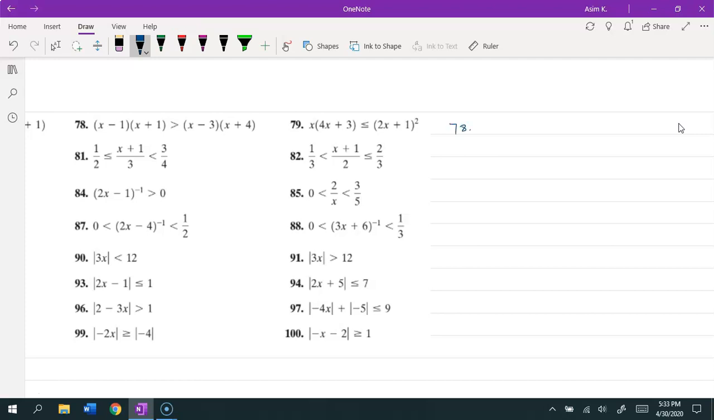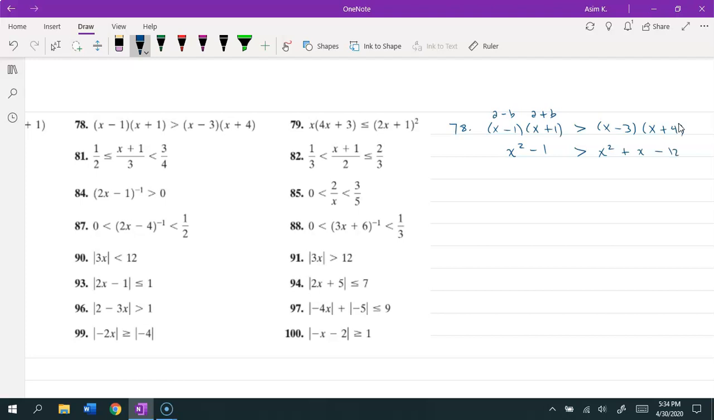All right, number 78 says x minus 1 times x plus 1 is greater than x minus 3 times x plus 4. Now, if you recall, we learned about the a minus b, a plus b formula in lesson number 8. That's going to come in very handy so that we don't need to use the FOIL method, and we can simply say x squared minus 1 on the left side. And on the right side, you'll have x squared, plus 4x minus 3x, so plus x and then minus 12.